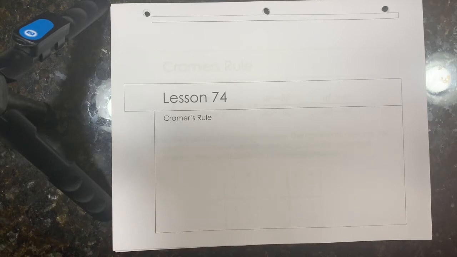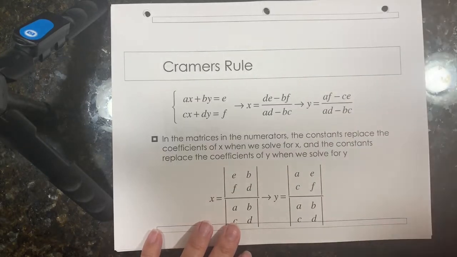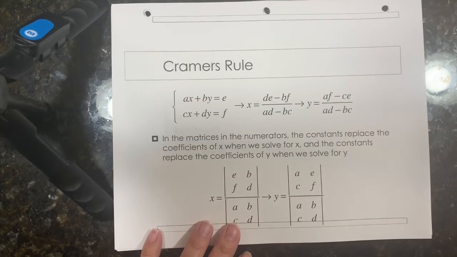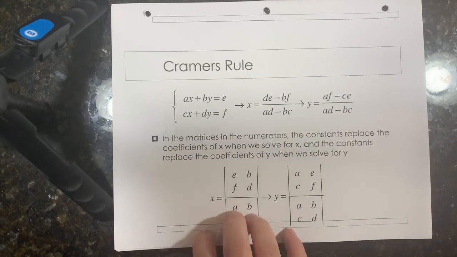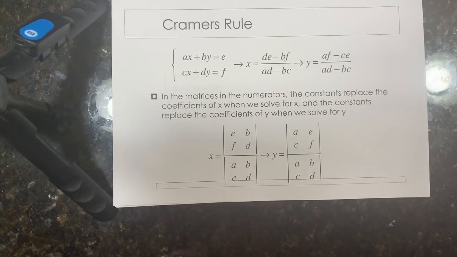So we're going to be looking at lesson 74, which is on something called Cramer's rule. Now in Cramer's rule, we are going to be following this pattern here, and we're going to be inputting our variables into a matrix. The matrices are in the numerator, and the constants replace the coefficients of x when we solve for x, and the constants replace the coefficients for y when we solve for y.